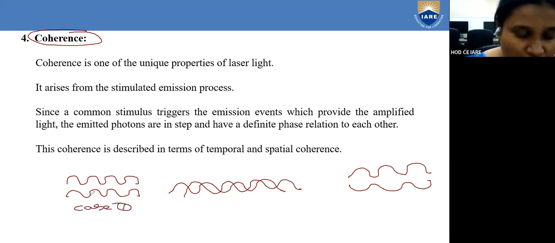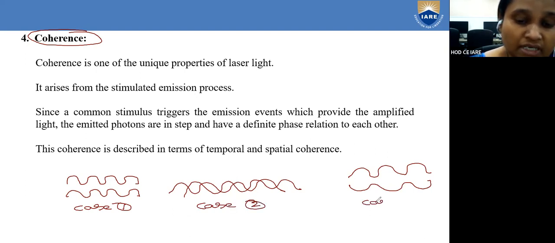In case one, both these light waves, first of all, should travel in the same direction. I think in all the three cases, those two light waves are of course moving in the same direction. But in what way are they different from each other? If I take case one, if you see, this is crest and this is trough of a wave.